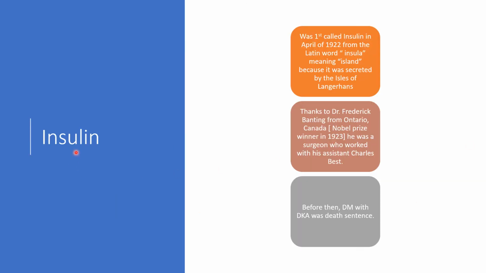Now, the insulin. It was first called insulin in April of 1922 from the Latin word insula, meaning an island. By that, it was secreted by the islets of Langerhans. Thanks to Dr. Frederick Banting from Ontario in Canada, who won the Nobel Prize in 1923 for this discovery. He was a surgeon who worked with his assistant, known as Charles Best. Before then, diabetes mellitus with diabetic ketoacidosis was a death sentence. Now, no more.